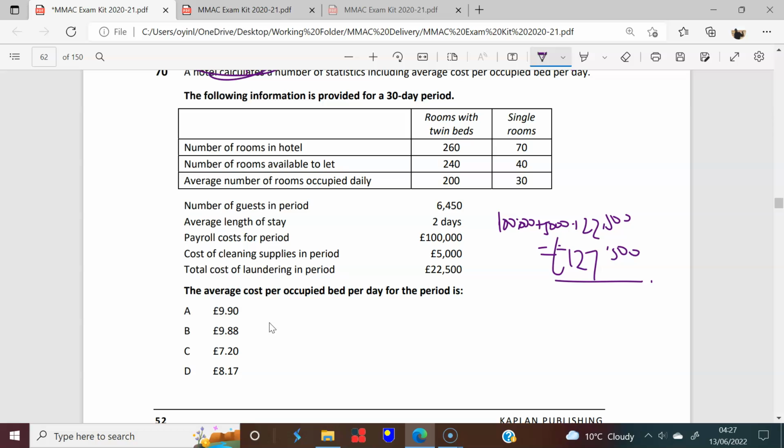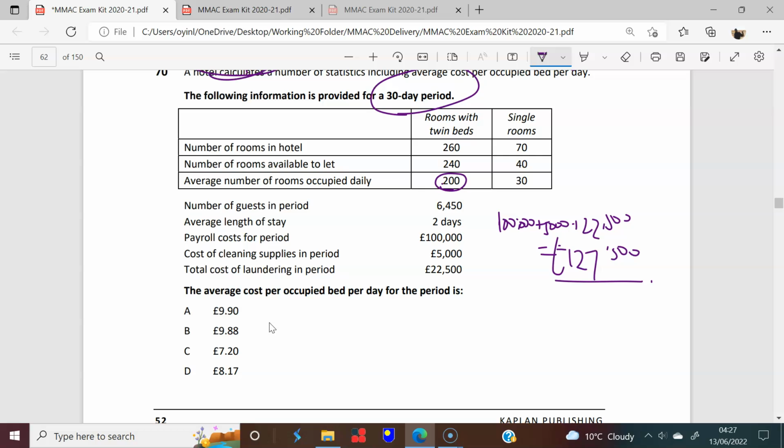That's the first thing. Now, the next thing we need to be asking ourselves is, how many beds on average do we have for the period? You have rooms with twin beds on a daily basis. The period is for 30 days in total. I just think there's so much information that didn't feel needed. So you have 200 rooms with twin beds.